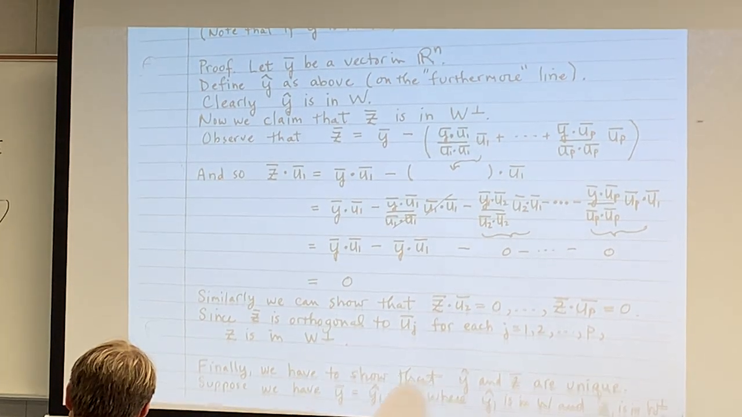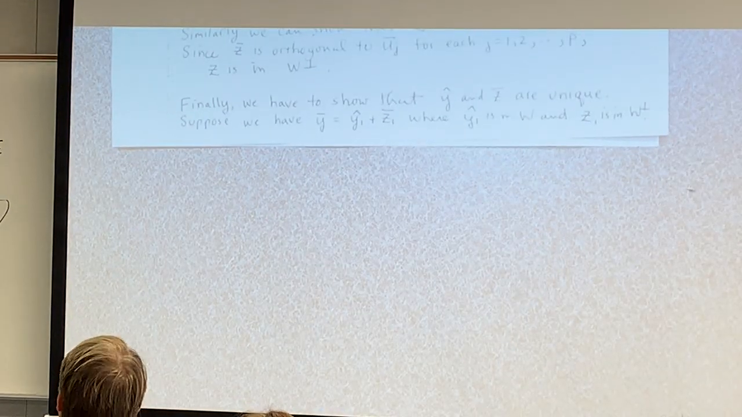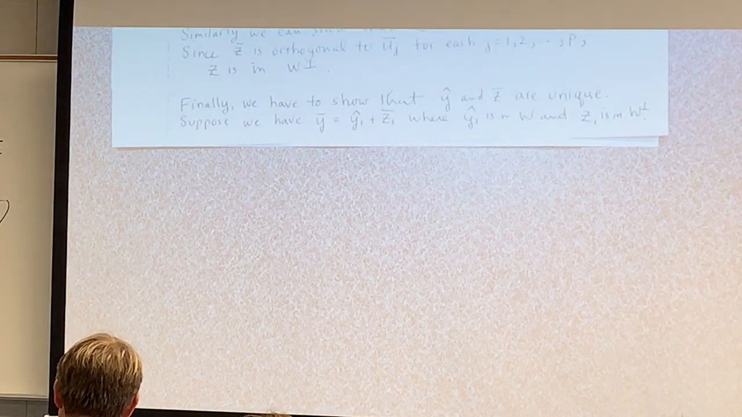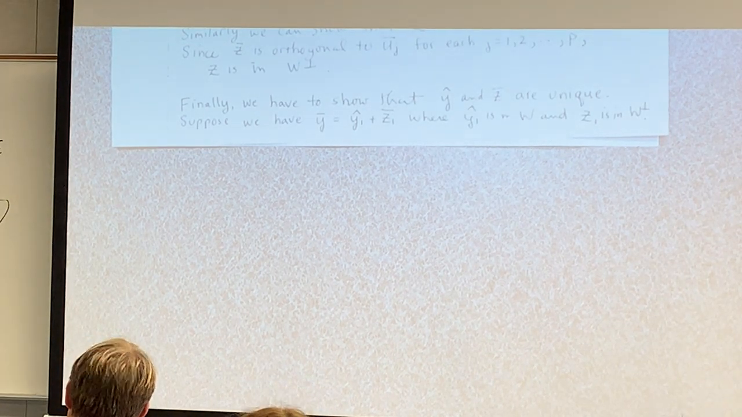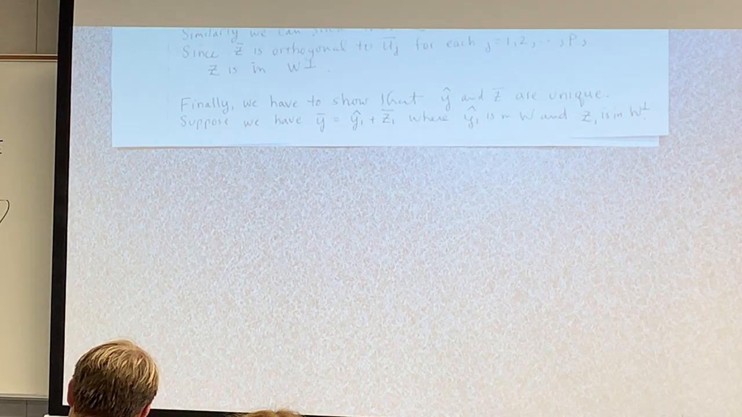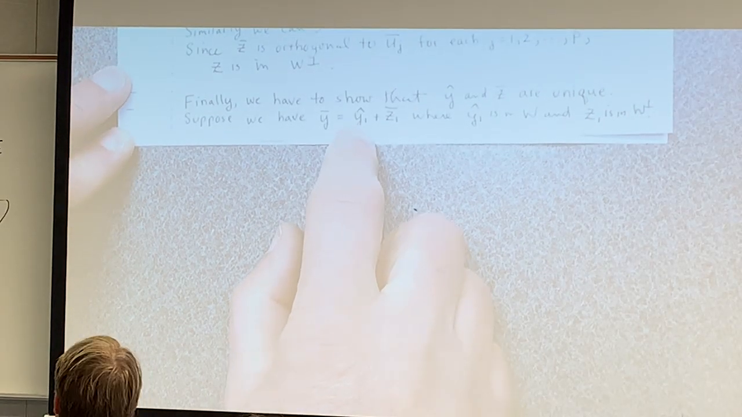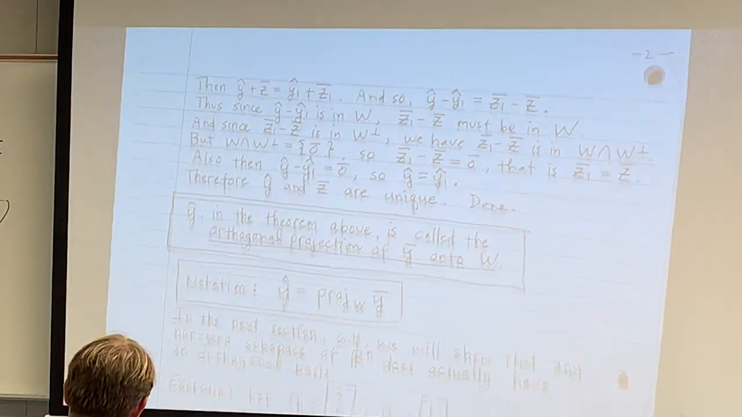And now there's another important idea here, that this can only be done in one way. That's what we mean when we say we have to show that y hat and z are unique. Maybe there's another vector here and another z that add up to y. Maybe there's more than one way we could do this. So, turn the page. Suppose we have y equals a different y hat, y1 hat, and a different z, z1 bar. Then, turn the page.